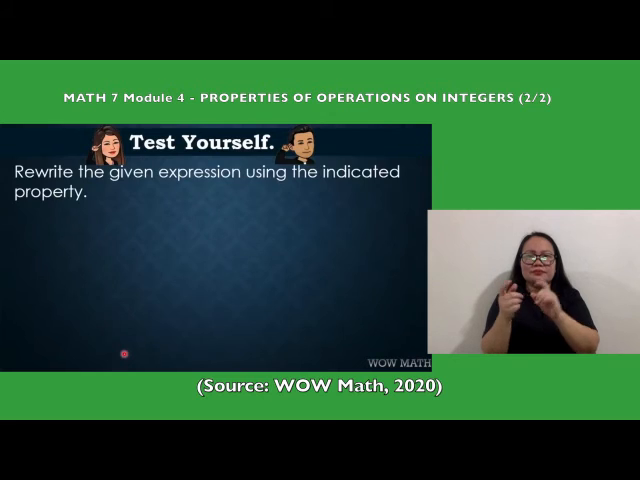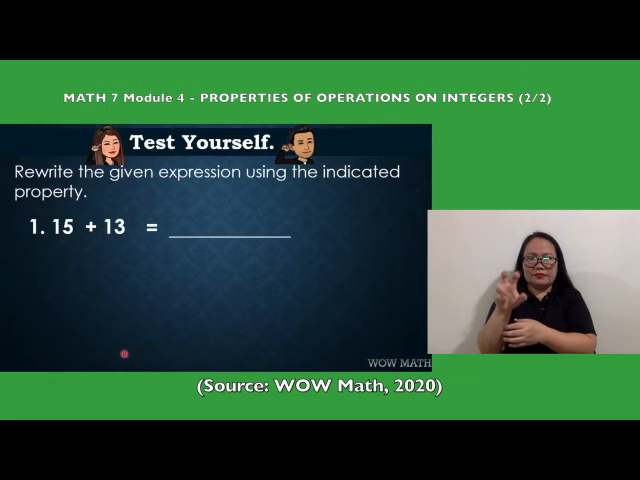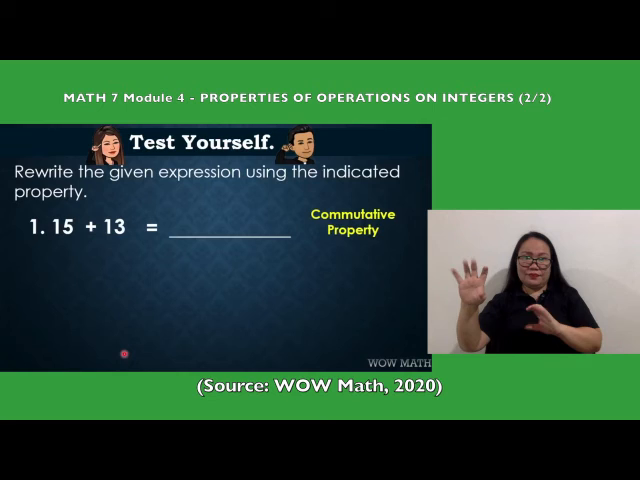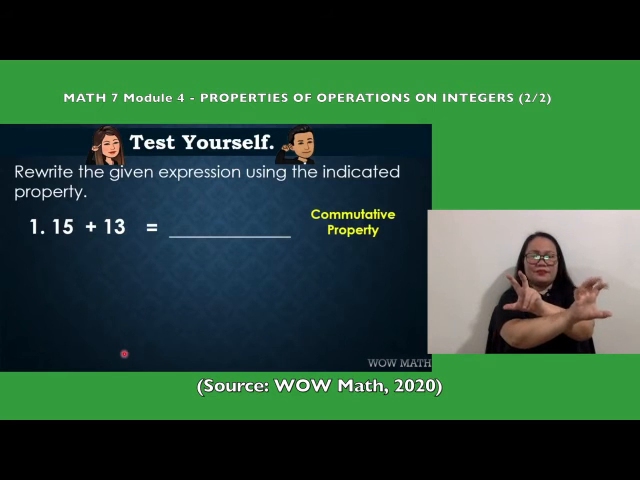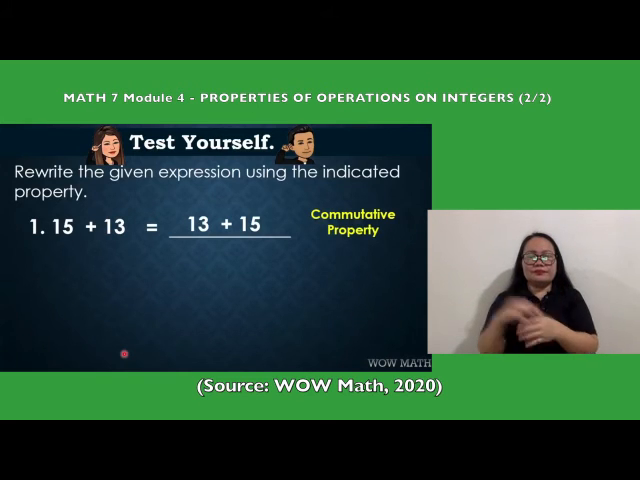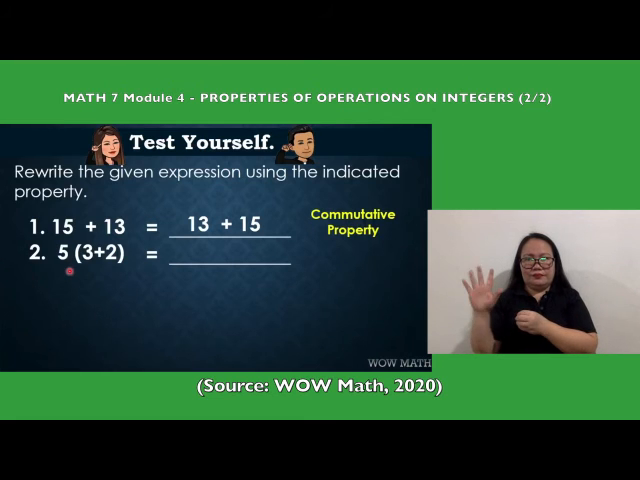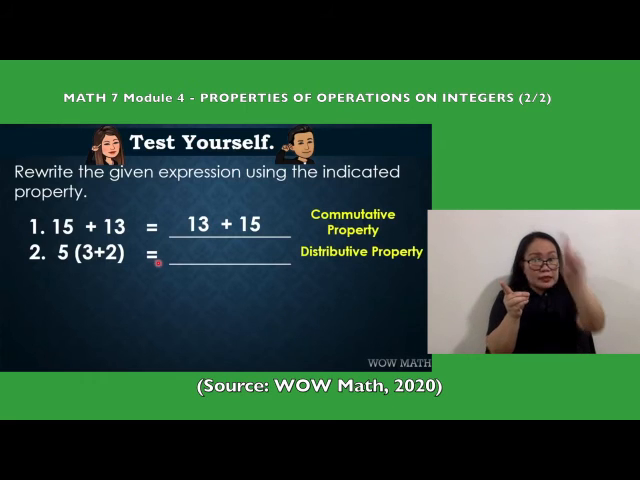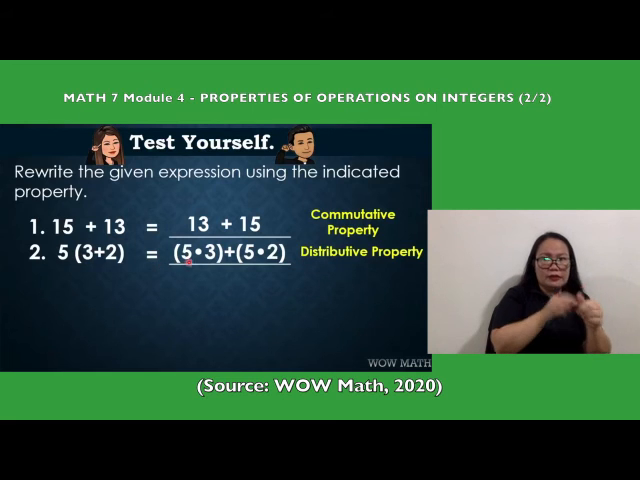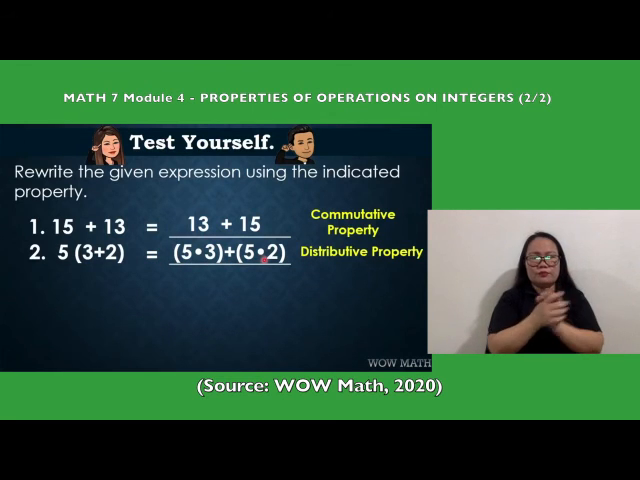Next. So, rewrite the given expression using the indicated property. I have 15 plus 13 is equal to, gagawin natin siyang commutative property. So, how will you do it? Yes, aayusin lang natin o rearrange natin yung kanyang order. That will become 13 plus 15. Next, I have 5 times the quantity of 3 plus 2. So, is equal to, gagawin natin siyang distributive property. So, what will be the result? That will become 5 times 3 plus 5 times 2.